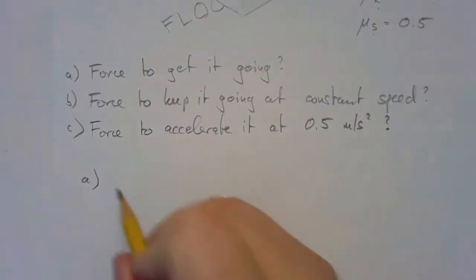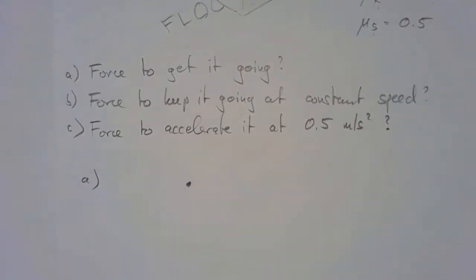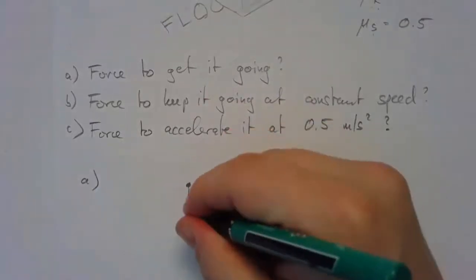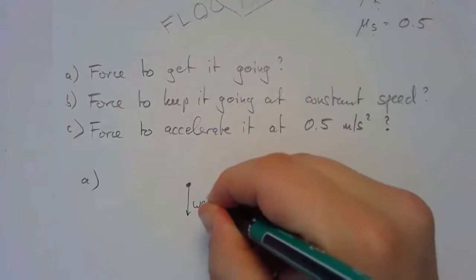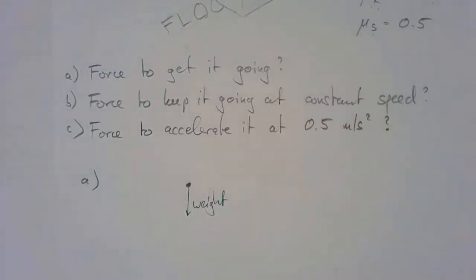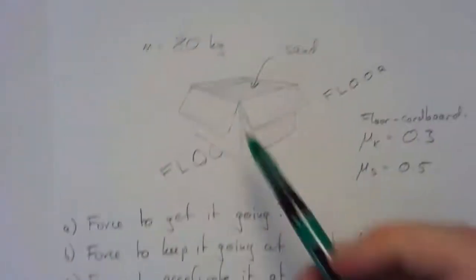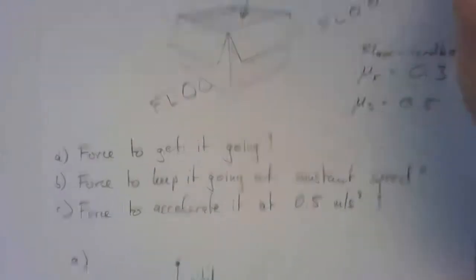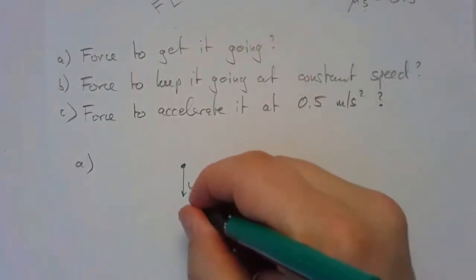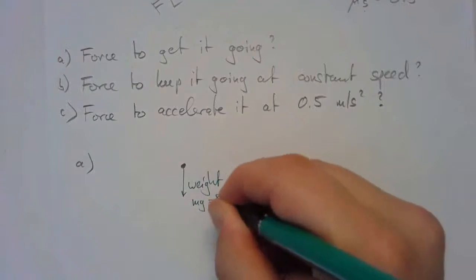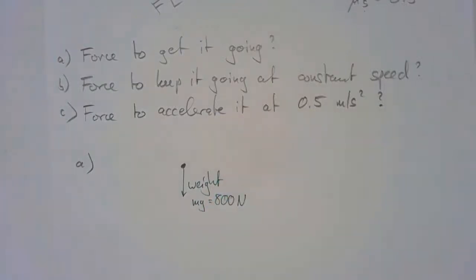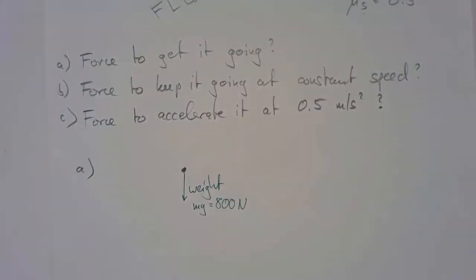To get going, I need to overcome static friction. Let's draw a free body diagram. So, it has a weight, and of course we understand what that weight is. The thing is 80 kilograms, right? 80 kilograms, that is mg, which in this case is going to be 800 newtons, because we assume this is on Earth. Right, so 80 times 10, g is 10.